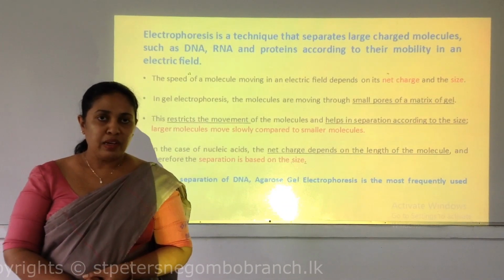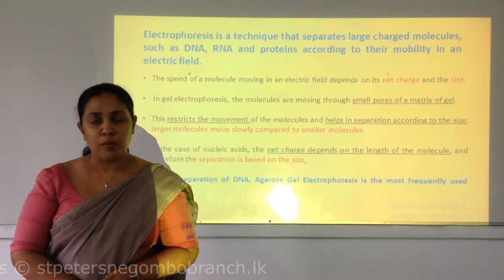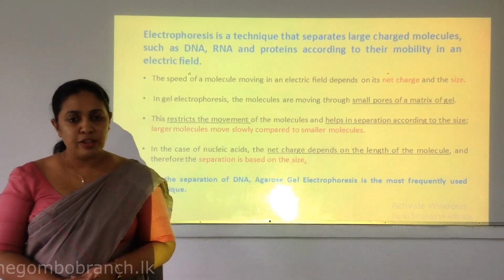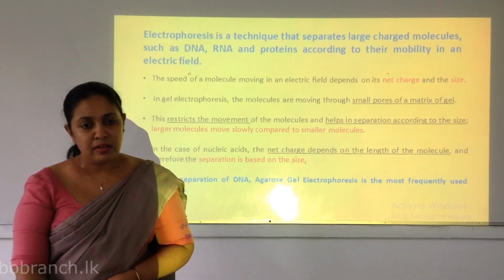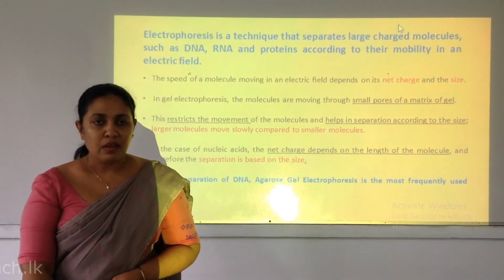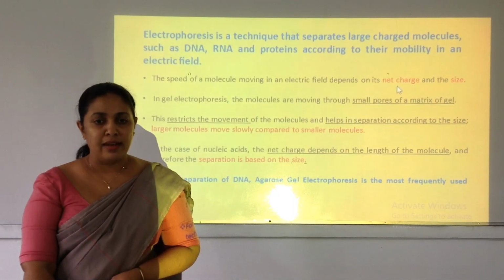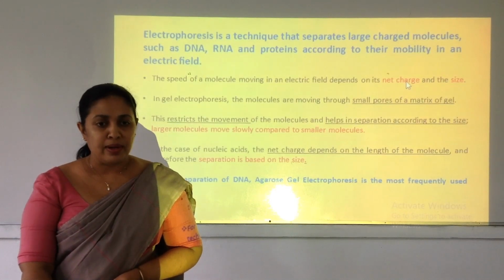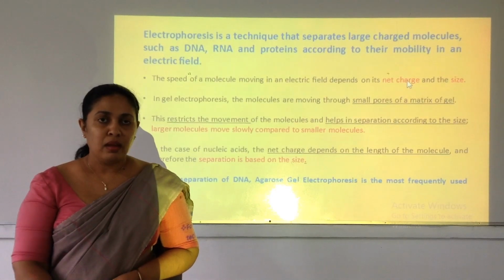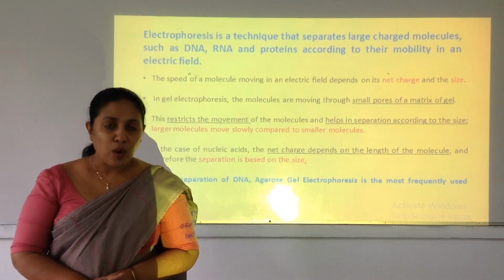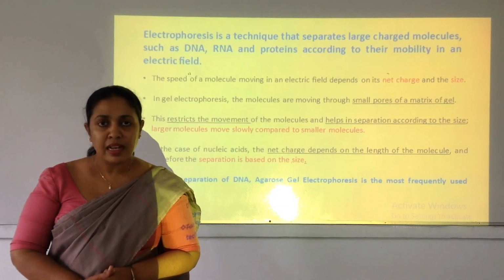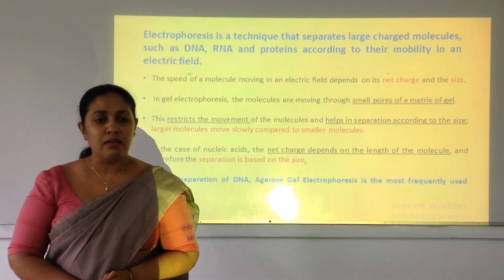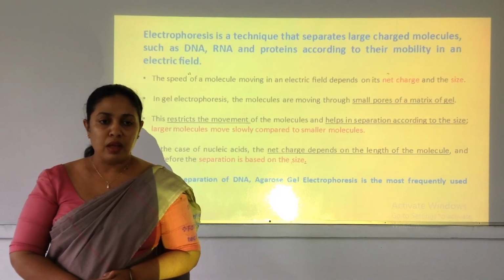So it is happening in a gel actually. You have to form a gel first. In these molecules there is a charge. So the migration of a molecule depends on the net charge and its size. In gel electrophoresis, molecules are moving in small pores of the gel matrix. When the gel is formed, the small pores are made and the molecules are moving in them.